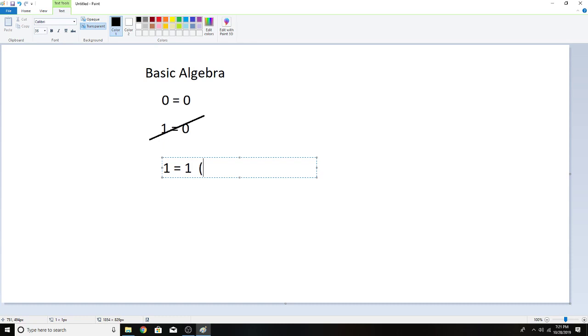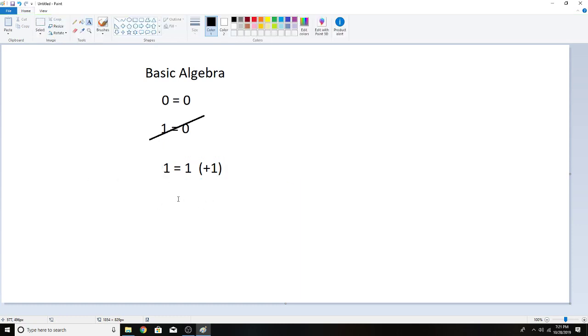And you represent it as +1 so that you know what you did there. So yeah, that's pretty simple. That's the foundation. And this basic foundation, whatever you do to one side, you have to do the exact same thing to the other side when it comes to algebra.